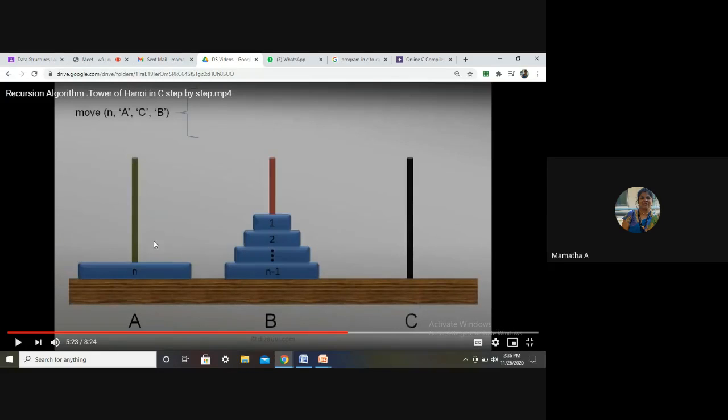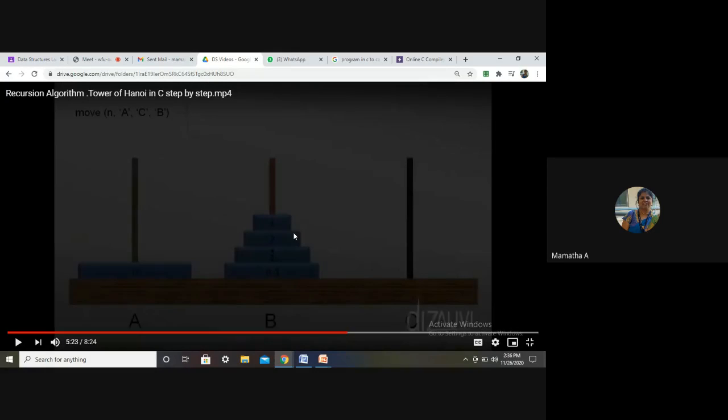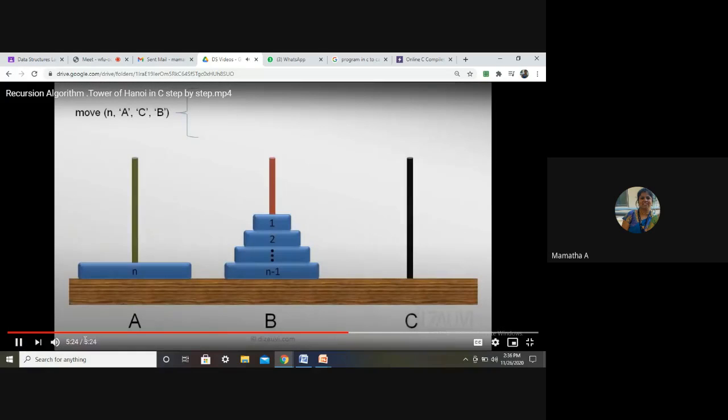peg? I cannot move directly. See, I moved it here directly. I cannot do that. But using which peg can I do that? Destination peg. Using the destination C. Yes. Using C as my peg. So I will just do that. That is the first part of your recursion. Moving n minus 1 disc from A to B.